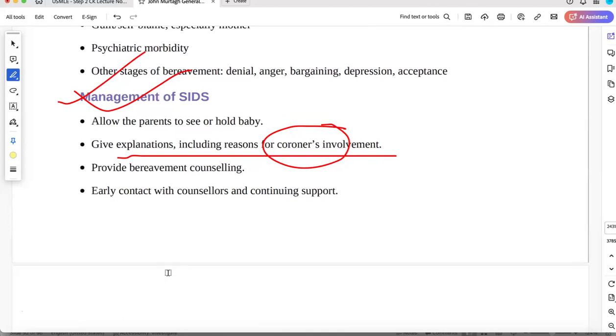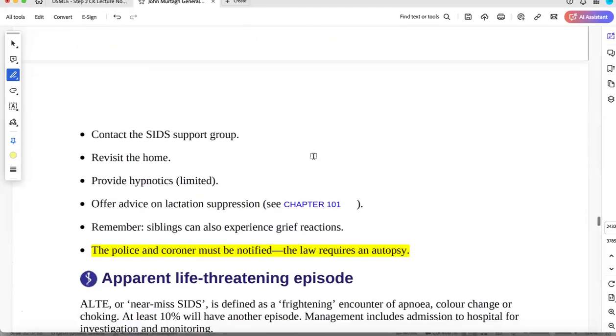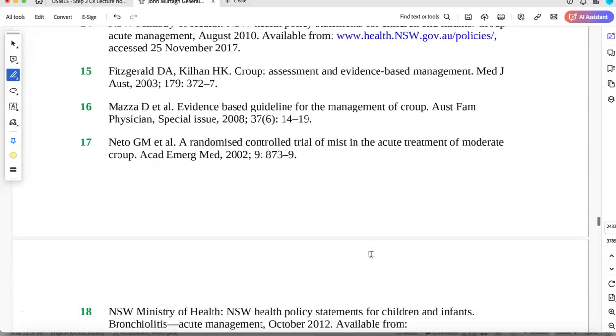The main thing that comes in the exam is that because there is no identifiable cause of death, any SIDS case has to involve a police officer and a coroner. The coroner is someone who is going to find out what might have caused the death of the child, and this child will need an autopsy, whether anyone wants it or not. So the police and coroner have to be notified, and the law requires an autopsy in this case. That's all about emergency in children.